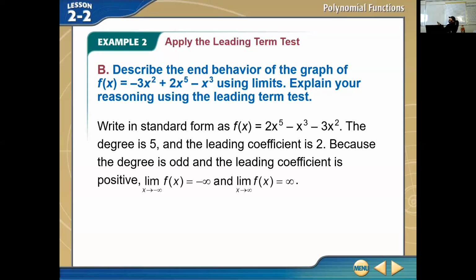So they can say that because the degree is 5, the leading coefficient is 2. The degree is odd and the leading coefficient is positive. The limit of f of x as x goes towards negative infinity, f of x equals negative infinity. And the limit as x goes towards positive infinity, f of x goes towards positive infinity. Okay, and once again, we're just describing end behavior. It's determined based upon our leading coefficient.